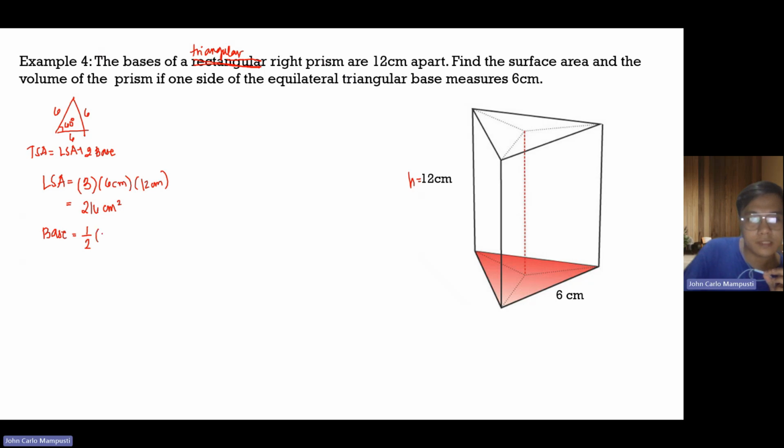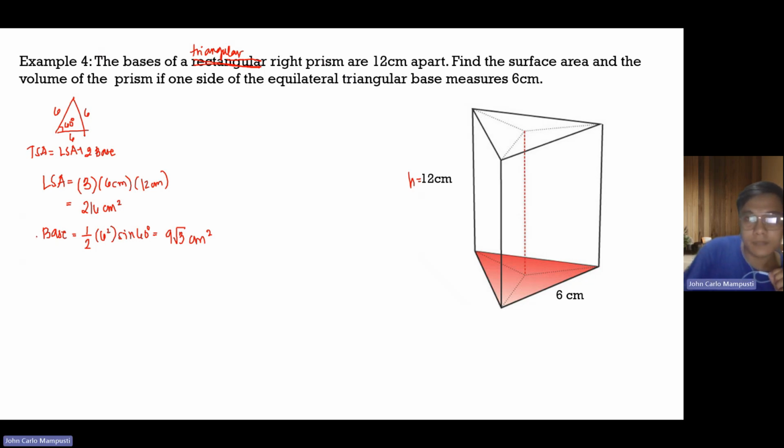So therefore, this is 6 squared sine 60 degrees. Yeah, 1/2 times 6 squared sine 60 degrees. So, para maging exact tayo, this is 9 square root of 3 square centimeter. Okay?